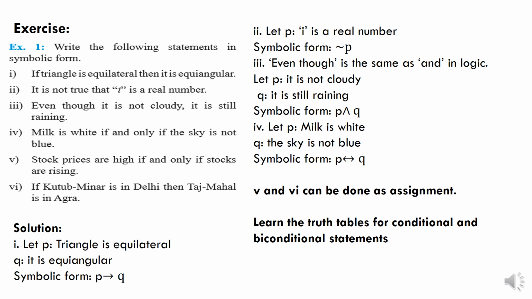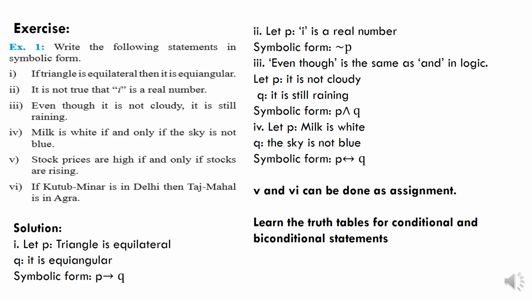The fourth one is a clear-cut biconditional. Why so? Because the words if and only if are used over here. So the question is, milk is white if and only if the sky is not blue. So let P, milk is white, and Q, the sky is not blue. The symbolic form is clearly P if and only if Q. The same way, just like the fourth sum, you can do the fifth and sixth sum as an assignment.